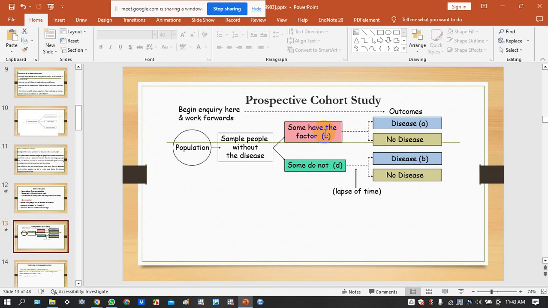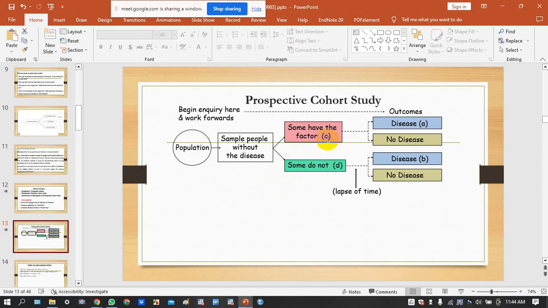Outcome is the end result or the disease. So you see, some have the exposure or the risk factors. For instance, if you are smoking, or you are always eating late before you sleep, you are predisposed to hypertension and diabetes. If you smoke, you are predisposed to lung cancer. So some have the factor, then some do not have the factor. Those who drink alcohol can get liver conditions, and the controls are those who don't drink alcohol.